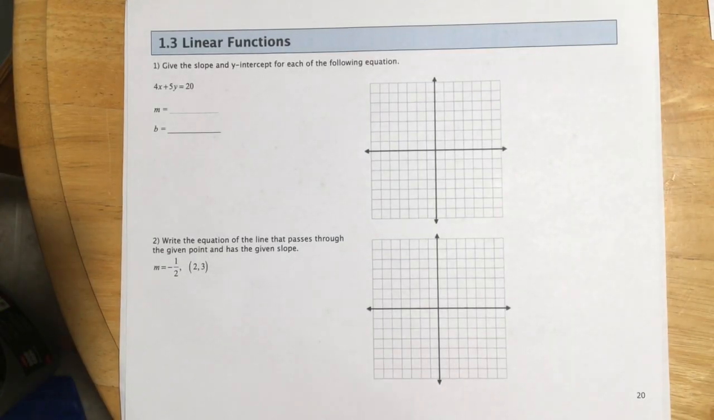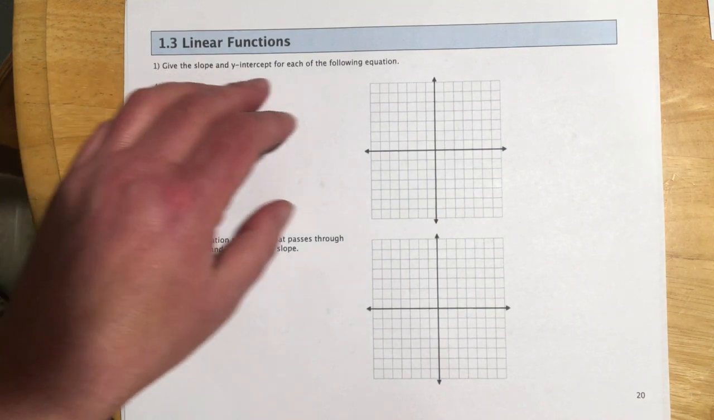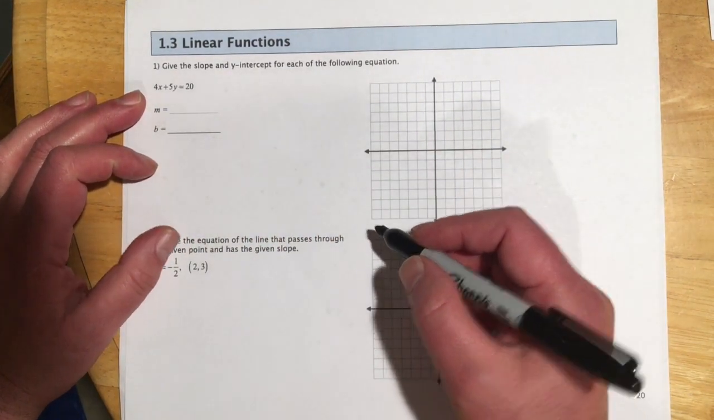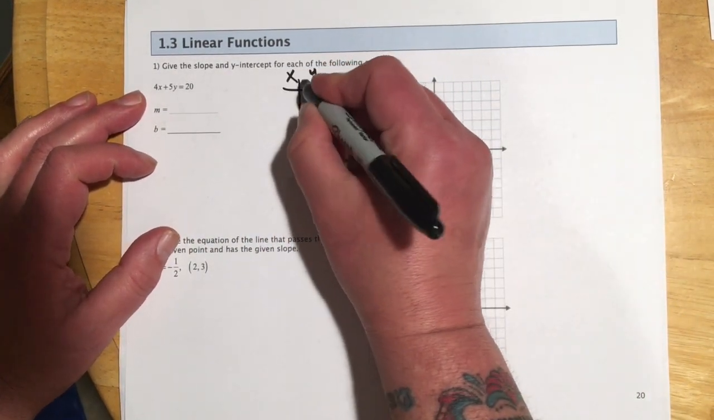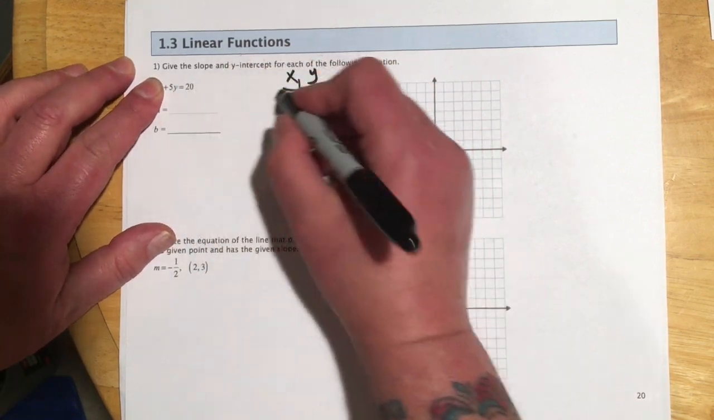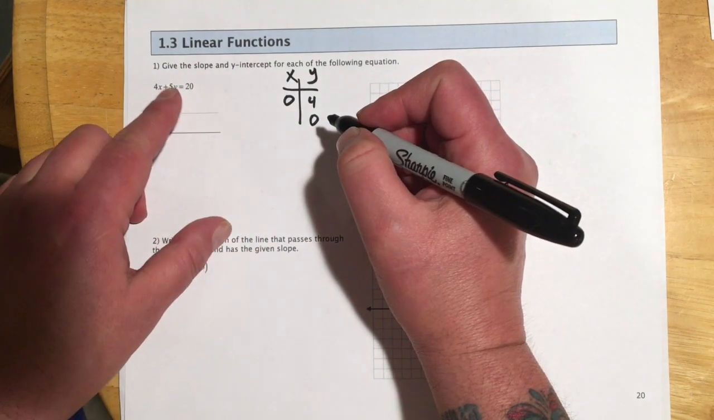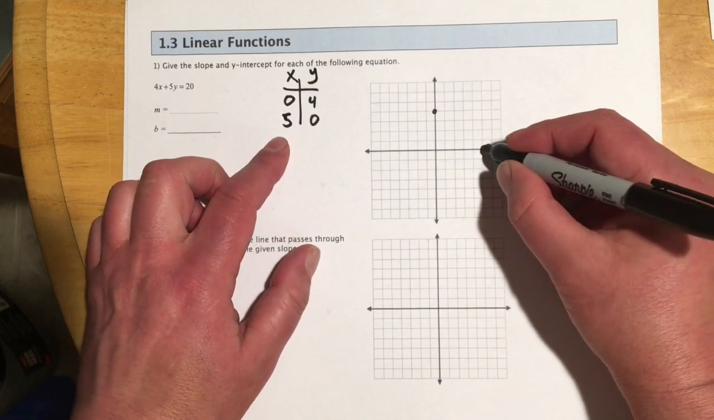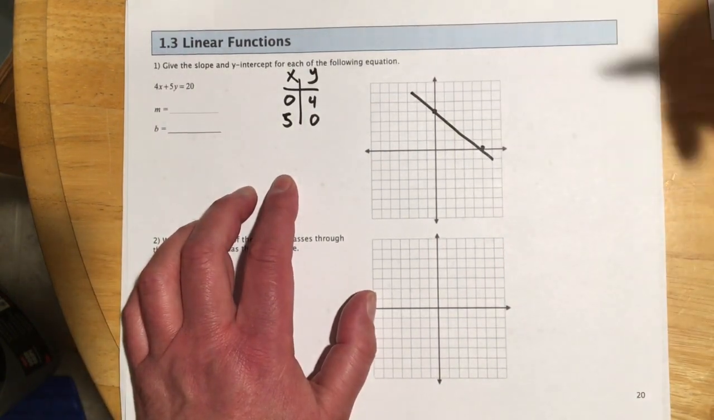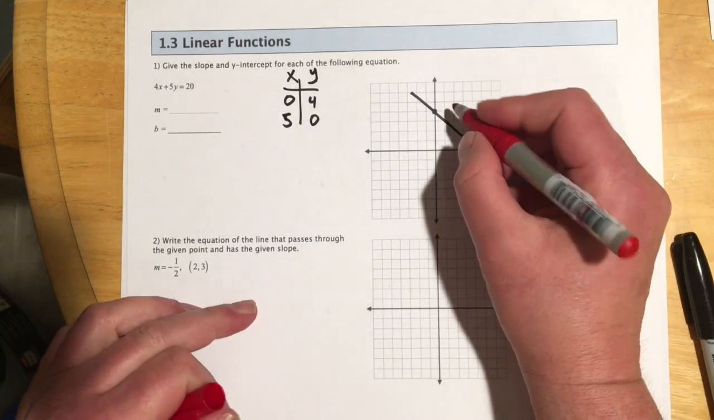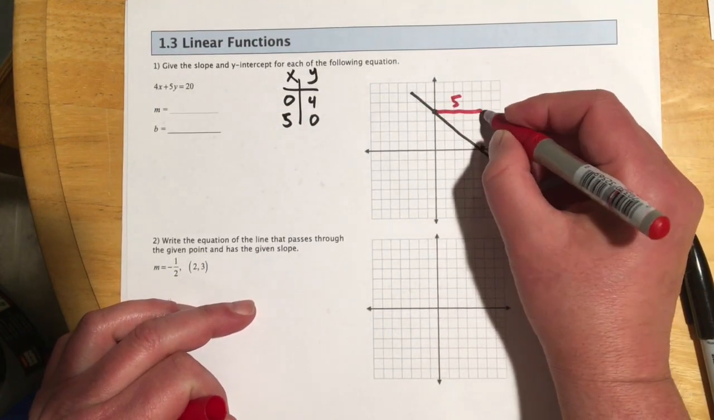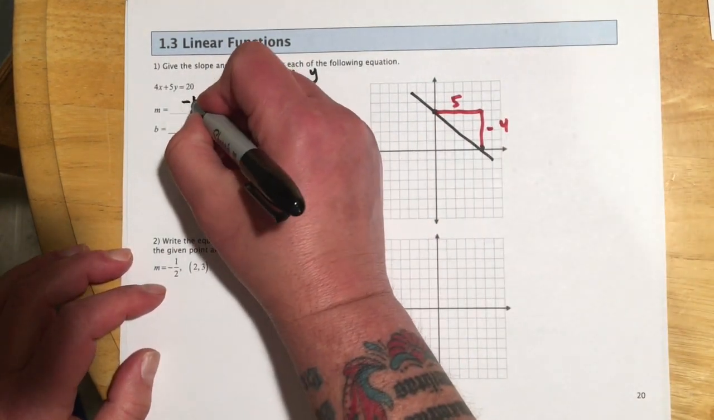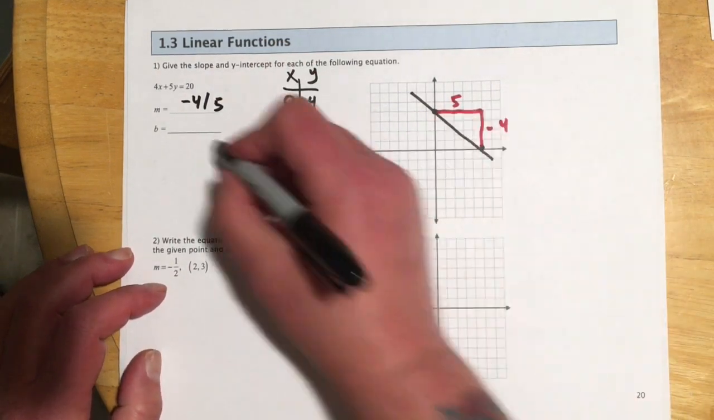Okay, 1.3 is linear functions. So give the slope and y-intercept for the following equations. So this one is in point slope form. So I could graph it going when x is 0, y would have to be 4, and when y is 0, x would have to be 5. So x is 0, y is 4, and 5. And then once I get that, then I can read the slope and the y-intercept right off the graph. So this is 5, and this would be negative 4. So negative 4/5. And then b is at 5.